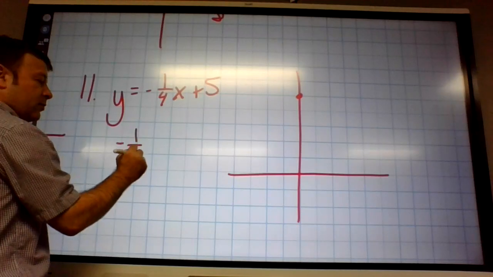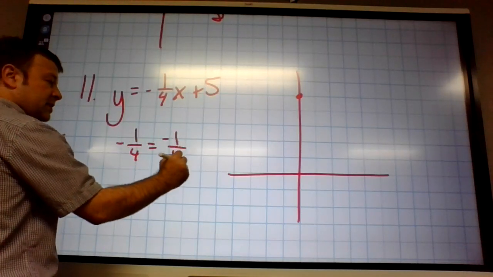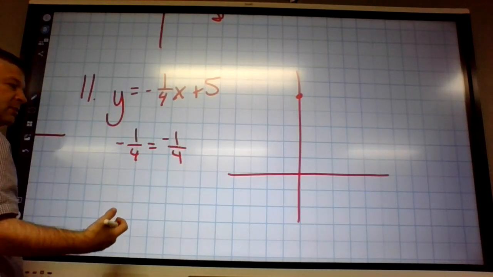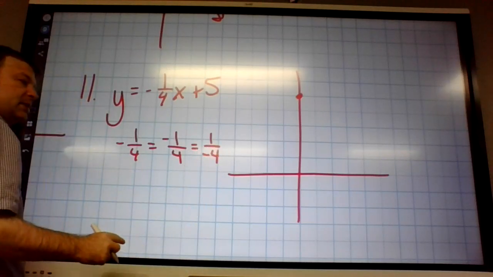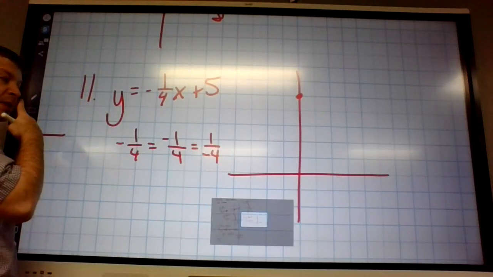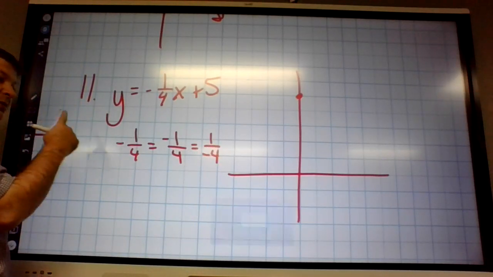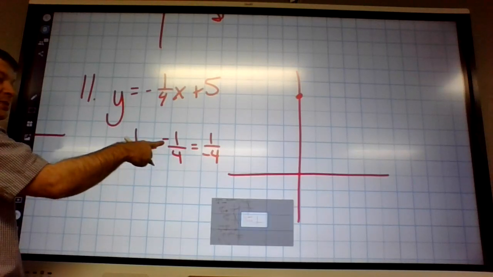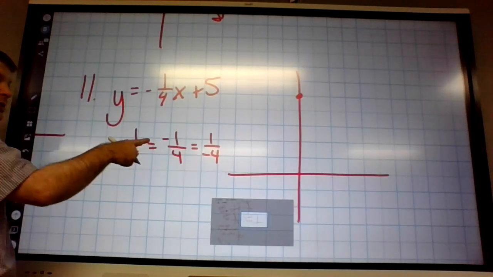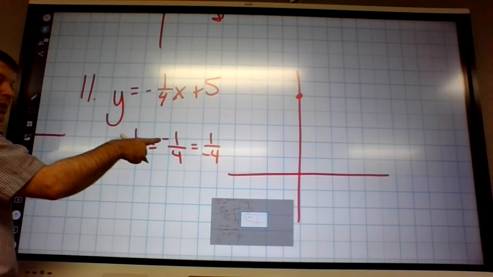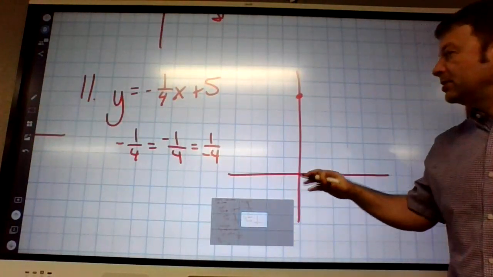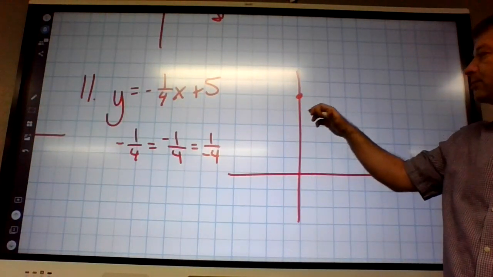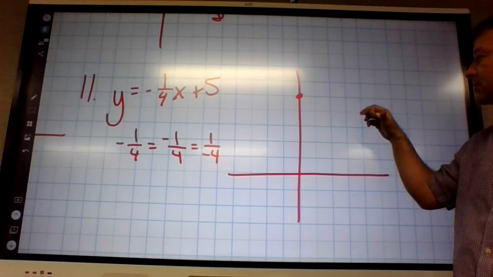So negative 1/4 equals negative 1/4 or 1 over negative 4. Negative divided by negative is positive. So one of them being negative makes it negative. So you can kind of do either of these. Usually I just do this one. So rise negative 1, run positive 4. Rise negative 1, run positive 4.